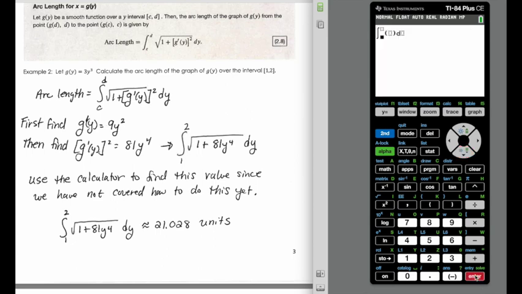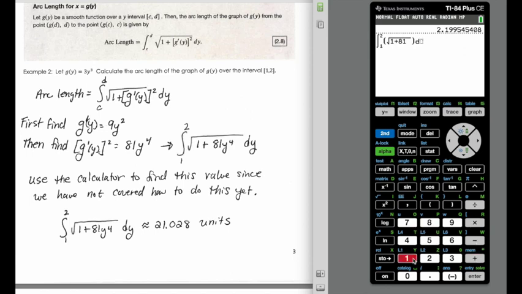And then it will pop up where you can enter your values. So I'm going to put in 1 to 2. And inside here, I'm going to put my function. So I'm going to put in the square root of 1 plus 81.